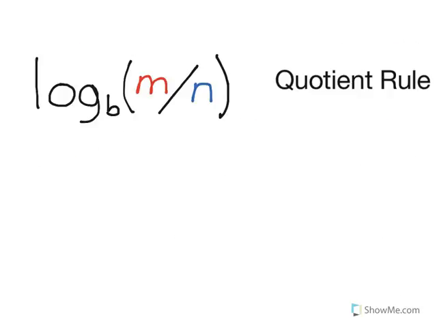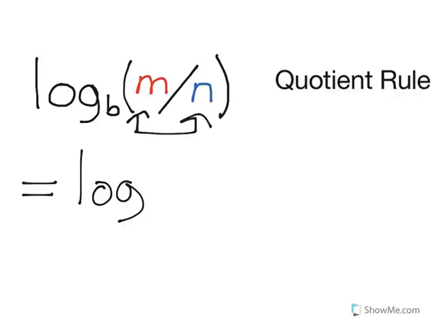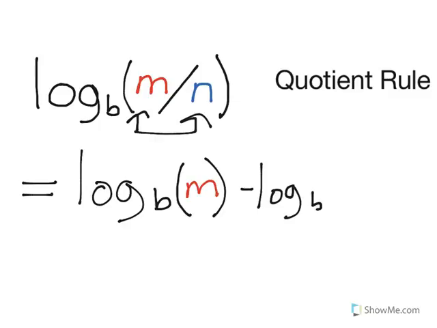So the next rule is the quotient rule. This one states that if in the inside of the log two numbers or variables are being divided, you can write it like this, as two separate logs being subtracted from each other. Okay, now let's try some examples.